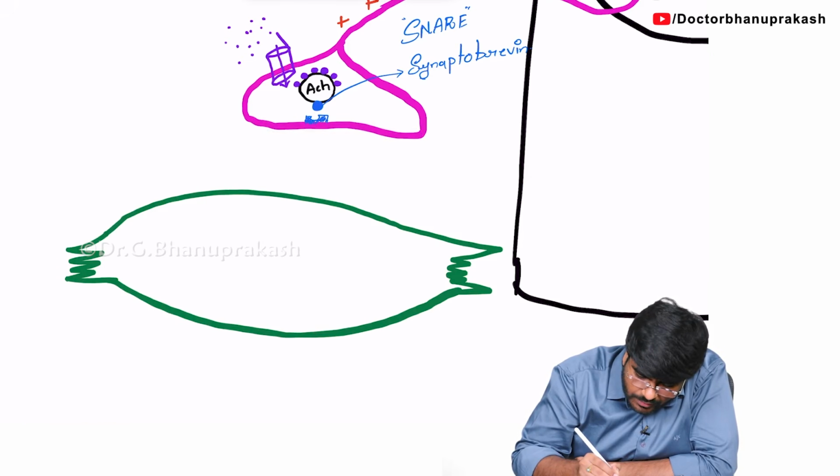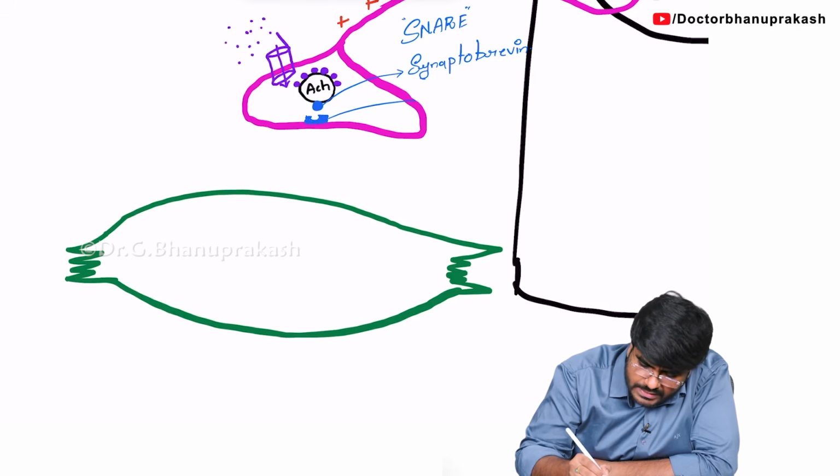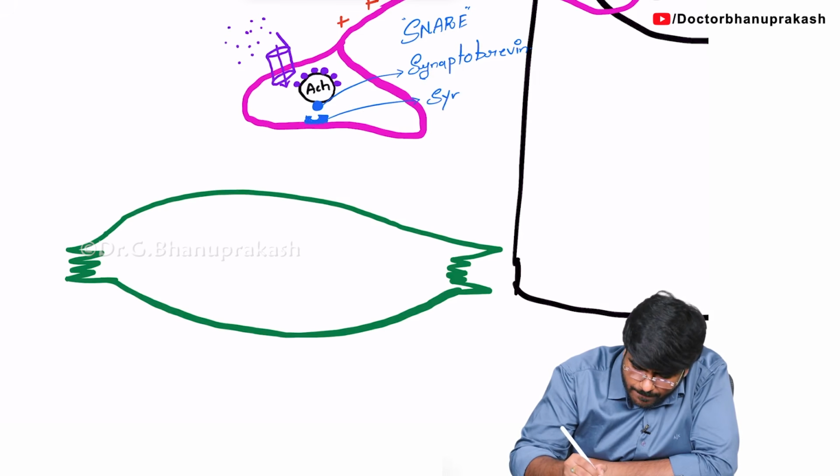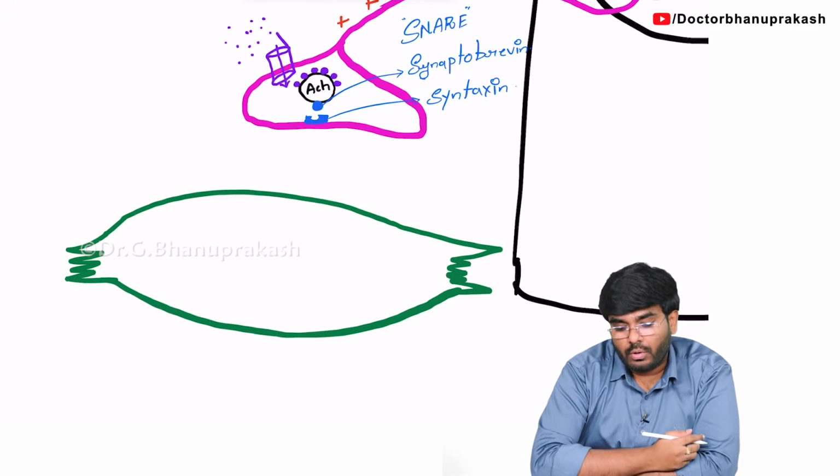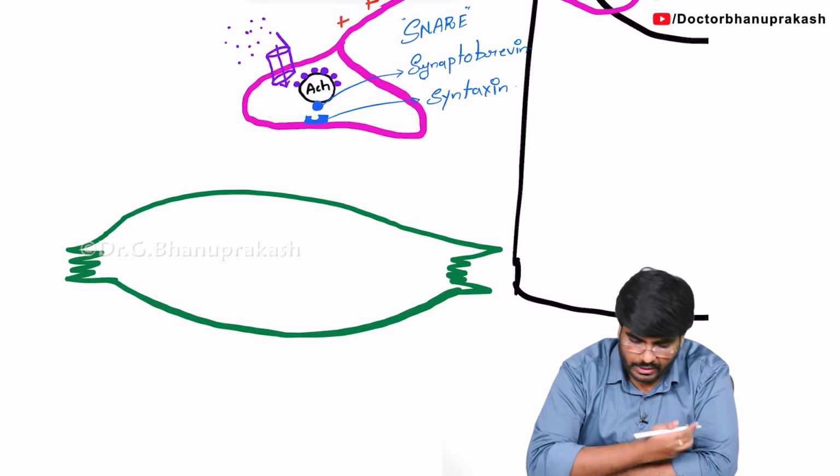What is the name of this protein which I am showing here? This is called syntaxin. Synaptobrevin and syntaxin. So, now what should happen? Let me tell you what should happen.